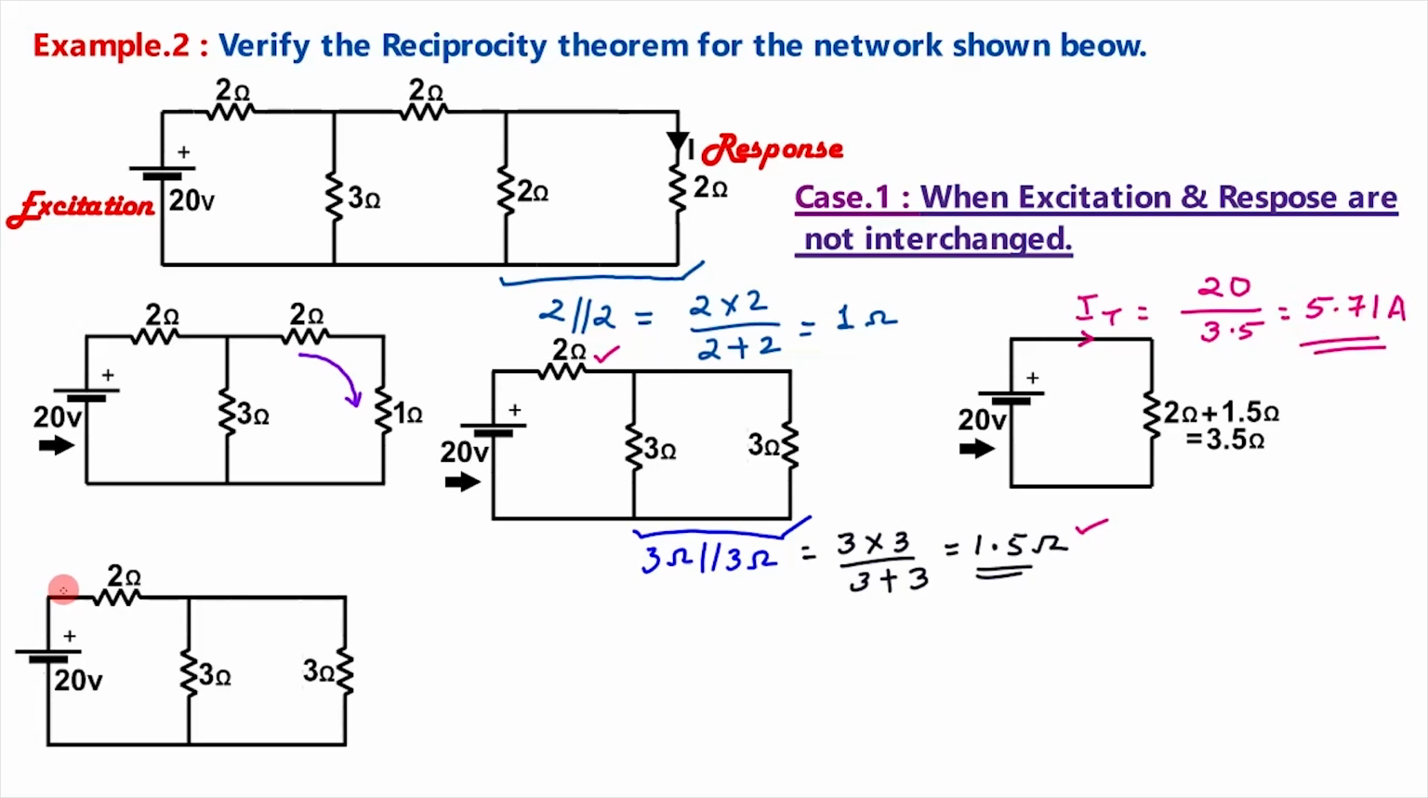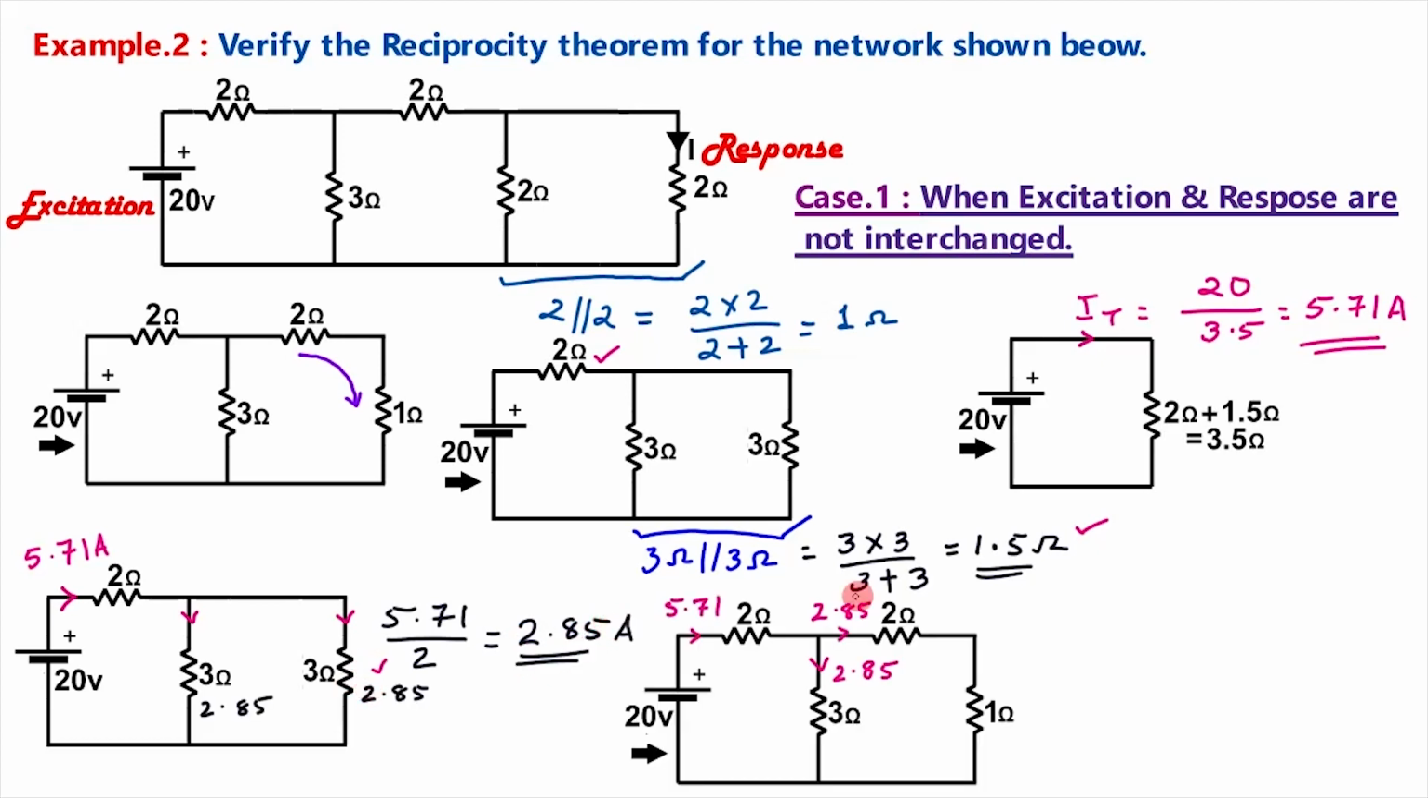That means the total current IT, which is coming from 20 volt, which is 5.71 ampere, splits up into two resistances which are parallelly connected. As these two resistances are of equal value, the total current coming will be equally distributed through the two resistances as they are of the same value. Therefore, current flowing through these two resistances are 5.71 divided by 2, that is equal to 2.85 ampere.